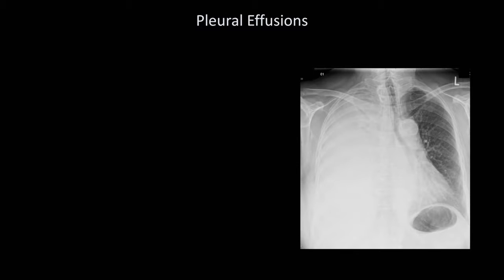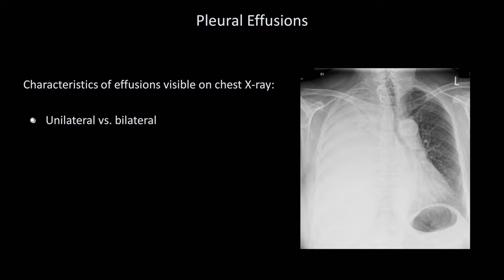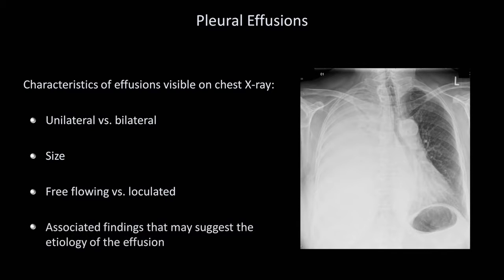Next up are pleural effusions, which are collections of fluid in the pleural space. Here's a particularly dramatic one. The characteristics of an effusion that you should be able to describe based on an X-ray include whether it is unilateral or bilateral, a qualitative impression of its size, whether it is free-flowing or loculated, and any associated findings that may suggest the etiology of the effusion, such as cardiomegaly and pulmonary edema, suggesting CHF.